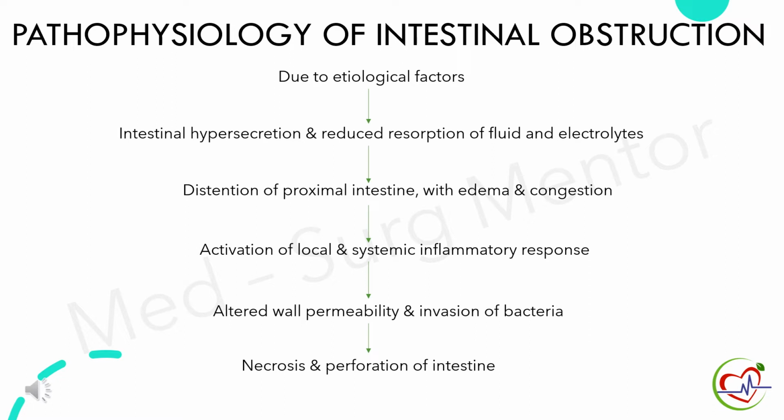Pathophysiology of intestinal obstruction. Due to etiological factors, there is intestinal hypersecretion and reduced resorption of fluids and electrolytes. This leads to distension of the proximal intestine with edema and congestion. This leads to activation of local and systemic inflammatory response. Gradually, there is altered cell wall permeability and invasion of bacteria. Thus, it results in necrosis, perforation of intestine, and further complications.